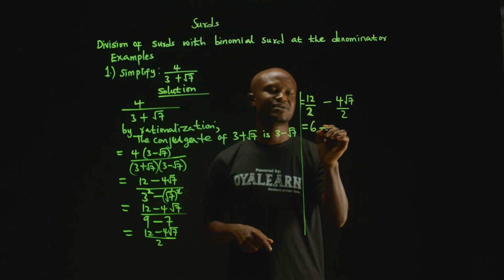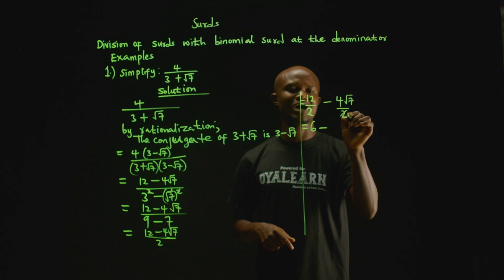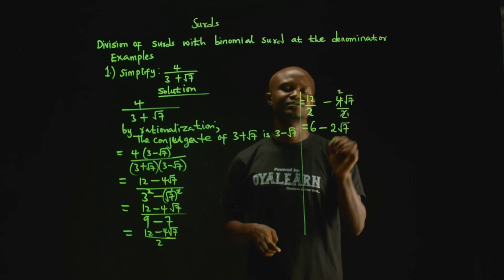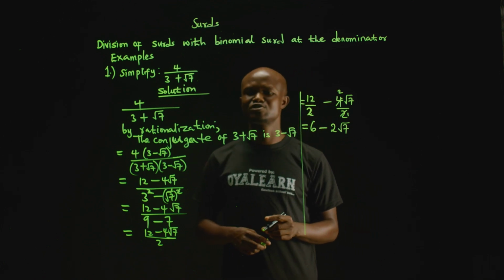We have 6. Minus 2 here: 4 divided by 2 is 2. So 6 minus 2 root 7 is the answer. That is the solution to the problem.